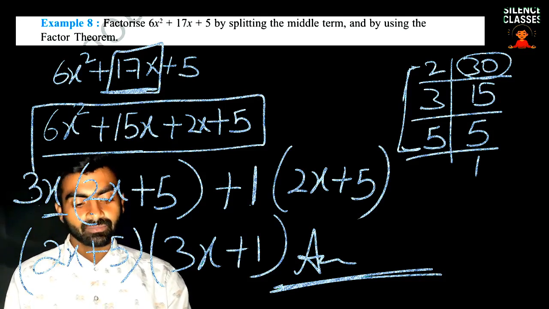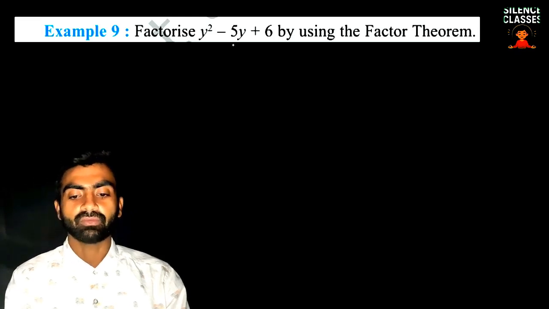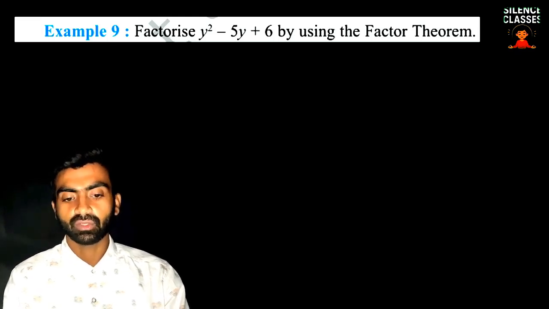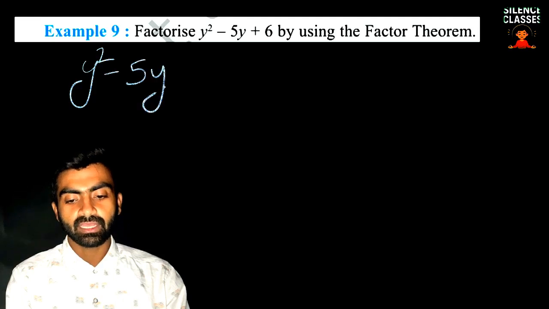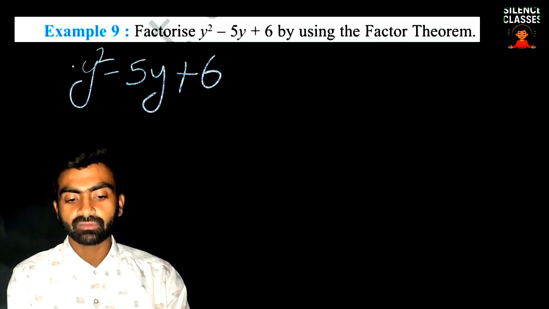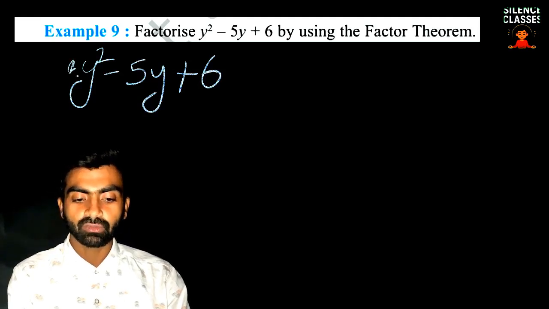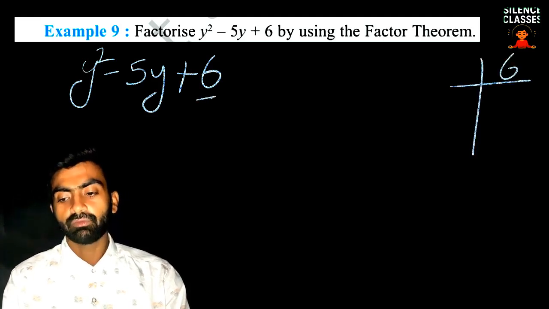Now let's move to the next part. Factorize x² − 5x + 6 by using the factor theorem. Again, y² − 5y + 6 means we have to multiply 6 over there. Over here there is no number available, so it is only 1. The coefficient of y² is 1. So if I multiply 6 by 1, we get 6 only. So we will take the LCM of 6.